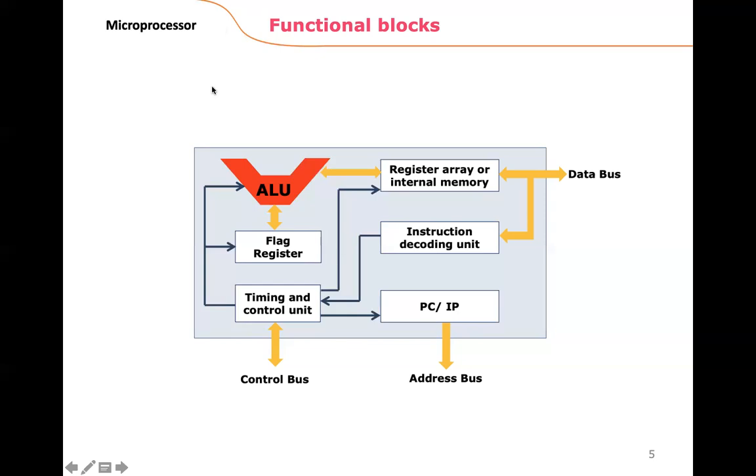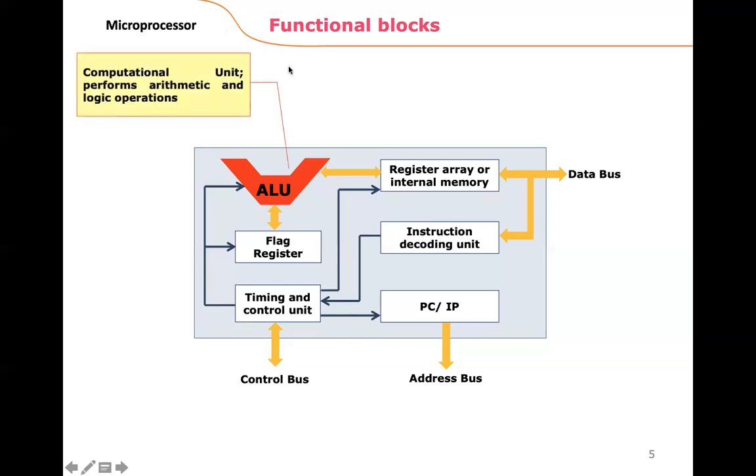Okay, so just continue this part. These are all the microprocessor common block diagram. This is the common part of the microprocessor. Clear? This name is ALU. ALU means arithmetic logic unit.